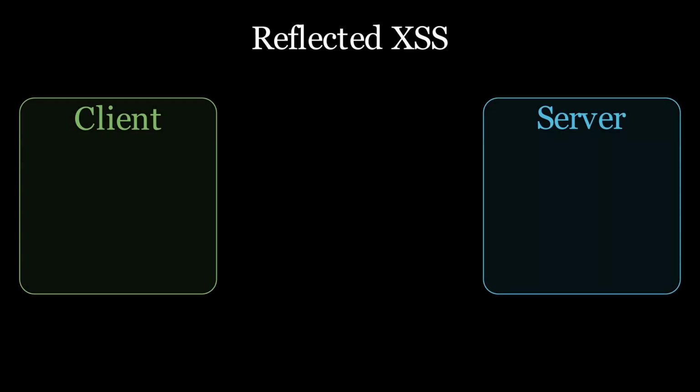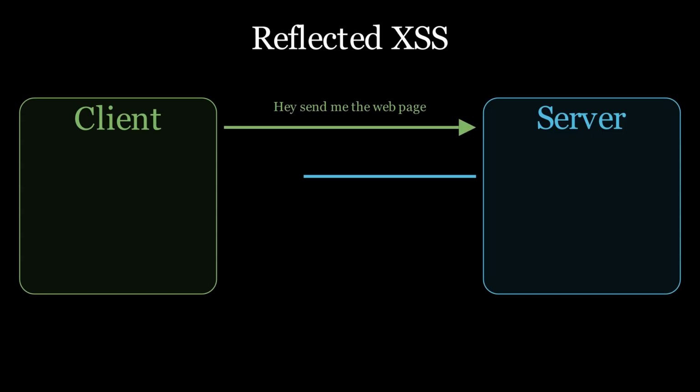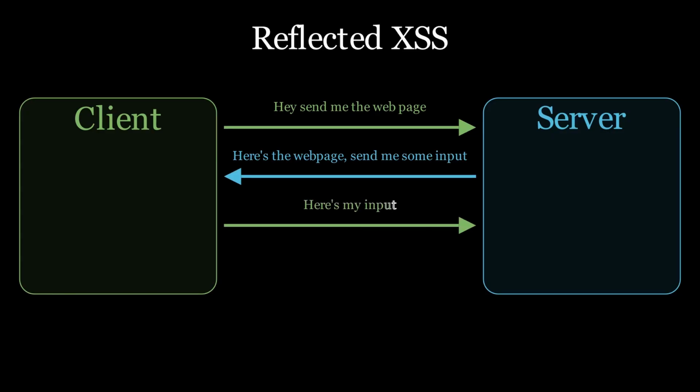We have a client and a server. The client will request some web page from the server, and the server will reply with the requested page. But the page that gets sent has an input form, allowing the client to send some input to the server. The server will receive this input and embed it into a page template. In our example, this was the name variable. Upon receiving this input, the server replies with the web page that has the client's input inserted into it.